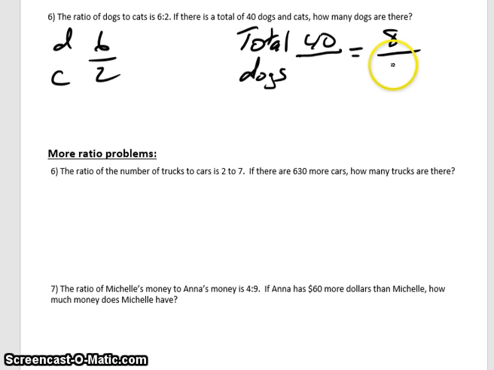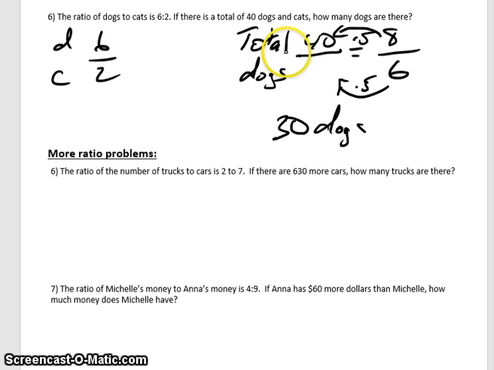Oh, 6 of them. There we go. Now I'm ready to solve. Find the 2 numbers that are across from each other. I always start with the smaller one to get to the larger one because that way it would be a multiplication problem. And yes, 8 times 5 is 40. So let's multiply times 5. 6 times 5, that does give us 30. So we got 30 dogs. All right. So that does end up working out there.